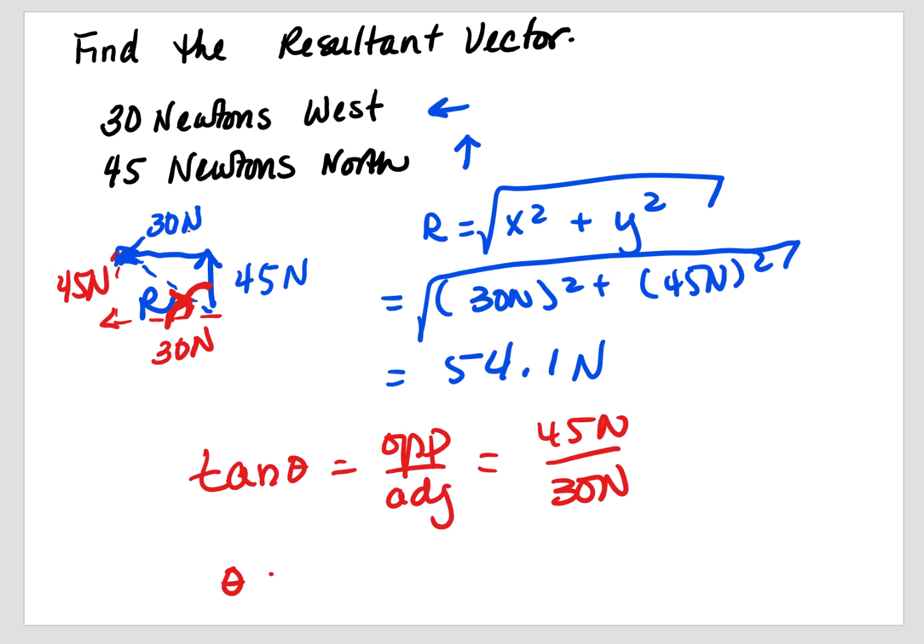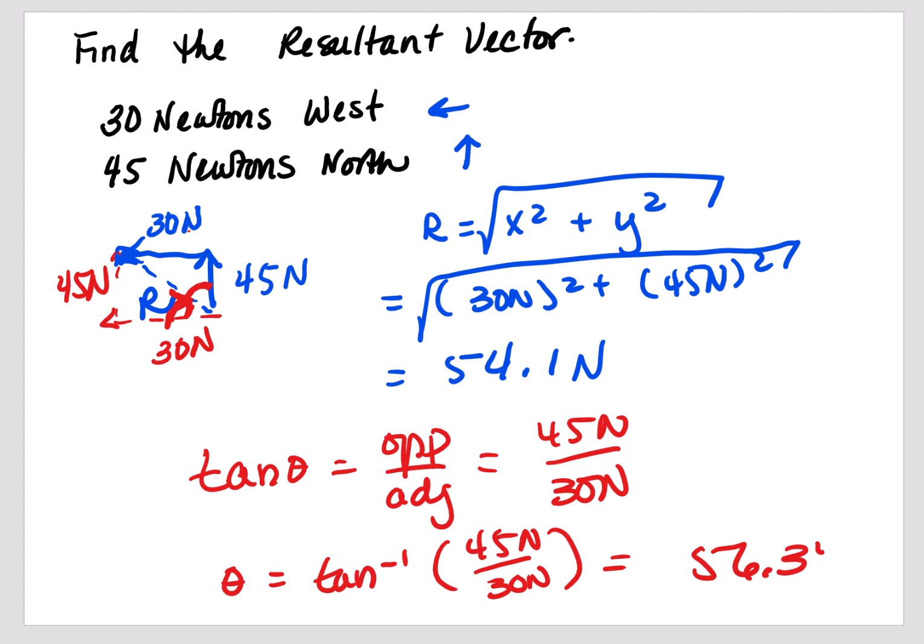So this is going to be opposite over adjacent, which is 45 newtons divided by 30 newtons. Take the inverse tan, 45 newtons divided by 30 newtons. You should get 56.3 degrees. Since I did the bottom angle here, this direction that I'm going to put in is going to start from the west, go to the north. So it's northwest.